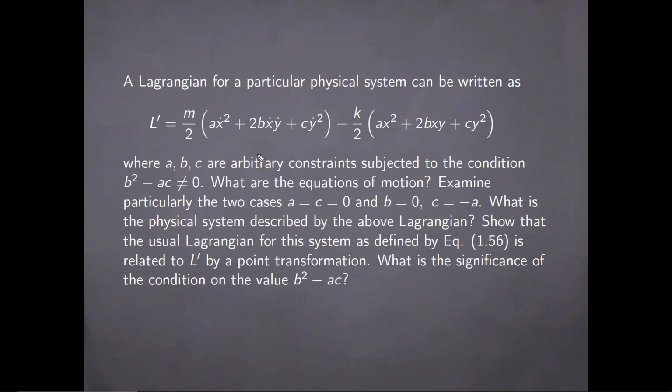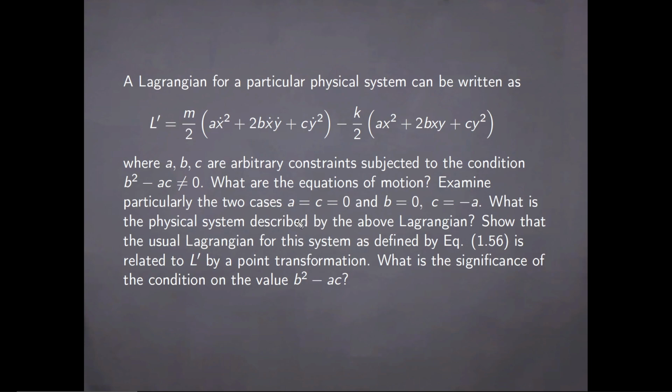In any case, the next problem involves two-dimensional oscillations. Its statement is the following. A Lagrangian for a particular physical system can be written with this expression for L prime, where A, B, and C are arbitrary constants subjected to the condition that B squared minus AC has to be different from zero. What are the equations of motion?